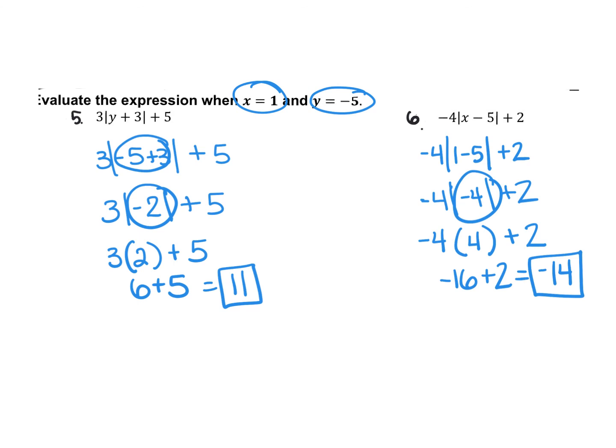All right, so in this lesson we took a look at how to simplify expressions with absolute value.